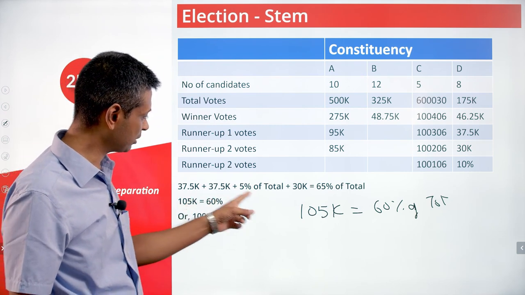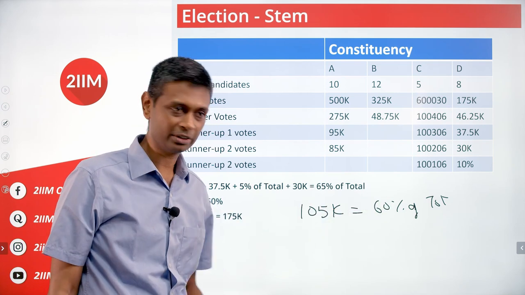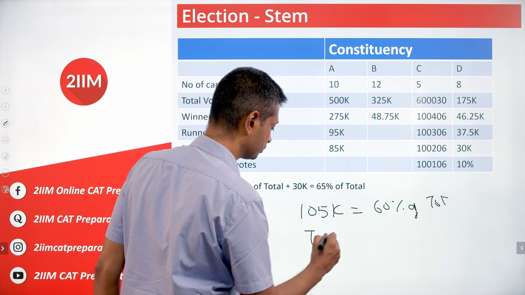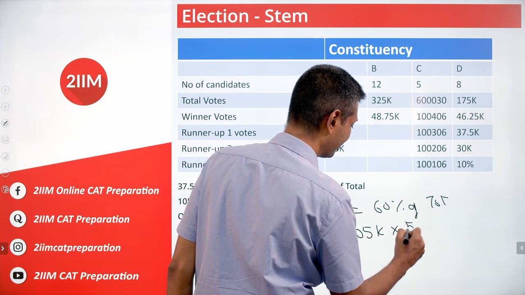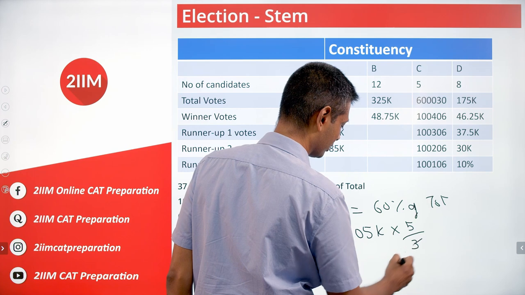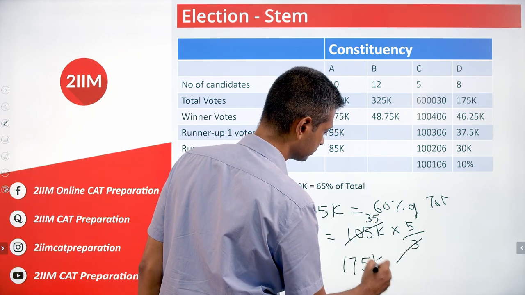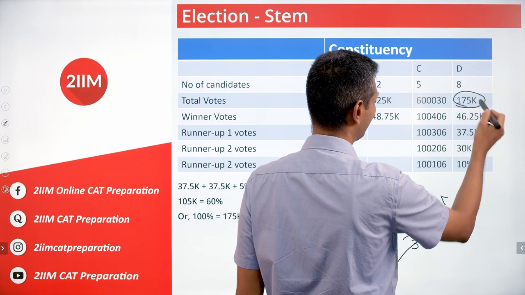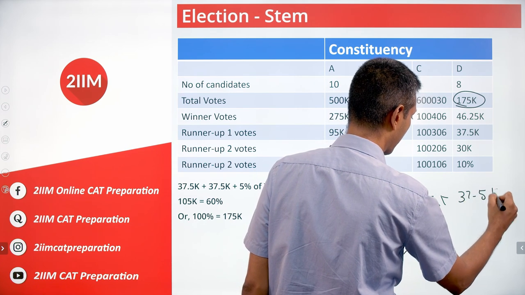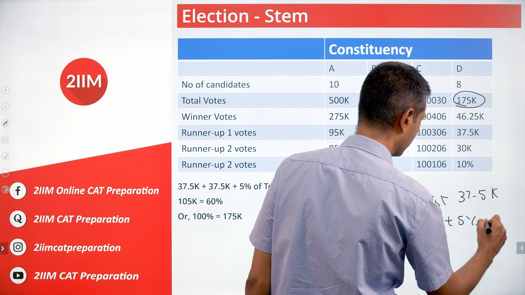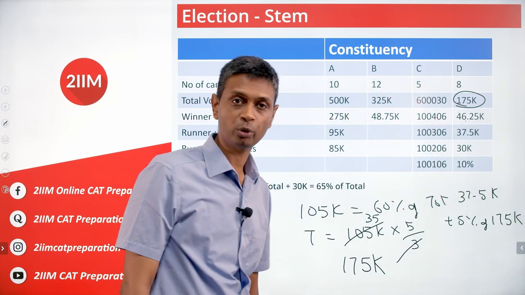37.5 plus 37.5 plus 5% of total plus 30k is 65% of total. This 5% goes this side, becomes 60%. Or total is 105,000 into 100 by 60, or into 5 by 3, is 35 into 5, 175k. The total is 175k. 5% of total is whatever it is. So 37.5k plus 5% of 175k is what the winner gets.